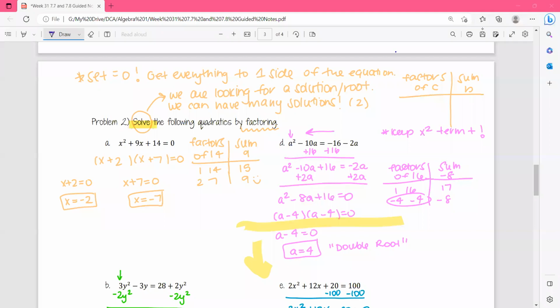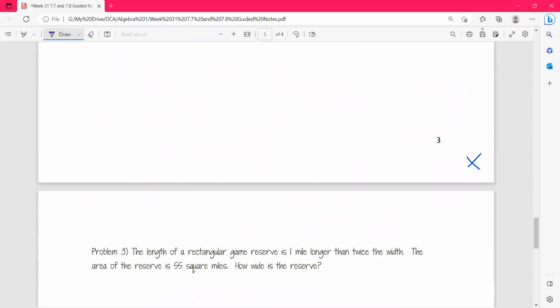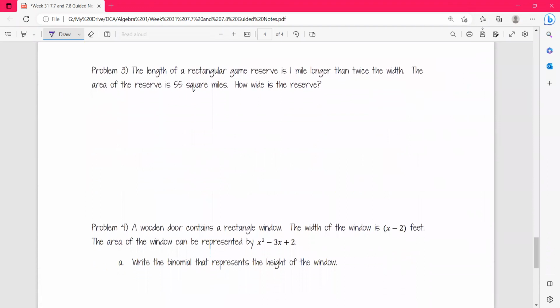Hey everyone, so this is the last video for this double section we're doing, 7-7 and 7-8. What this video is about is taking how we learned to solve quadratics by factoring in the last video and just applying it to real world problems.